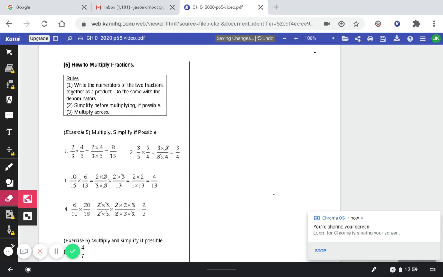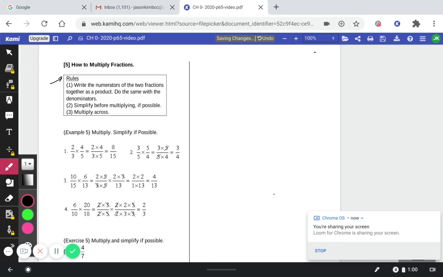Now, how to multiply fractions? The rules are like this. Write the numerators of the two fractions together as a product. Do the same with the denominators. Simplify both before multiplying if it's possible. And then, when you are ready, multiply across.